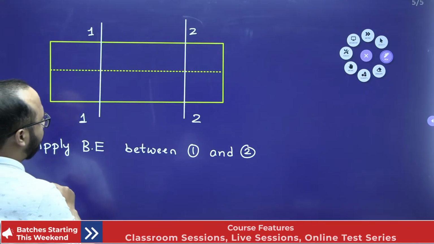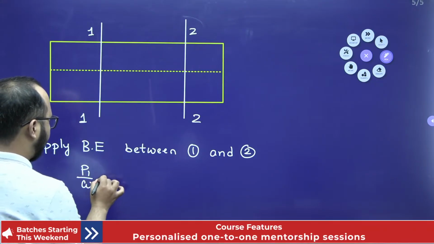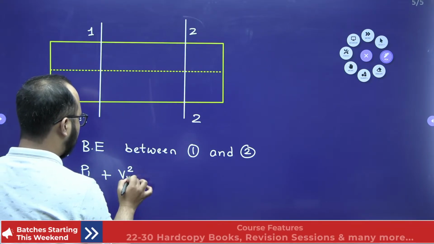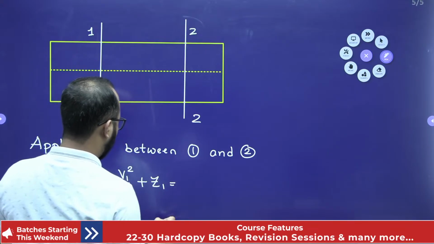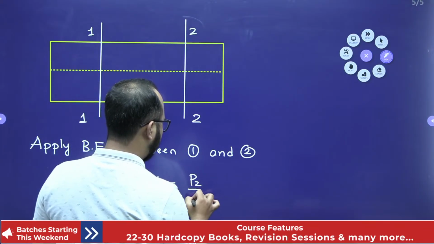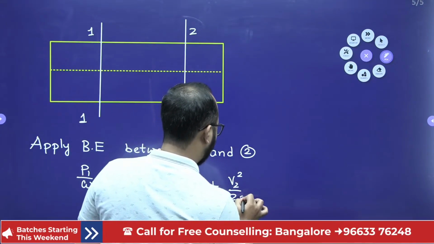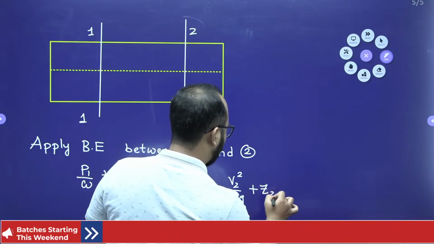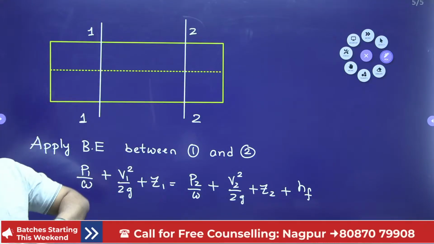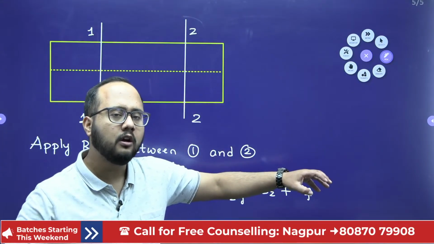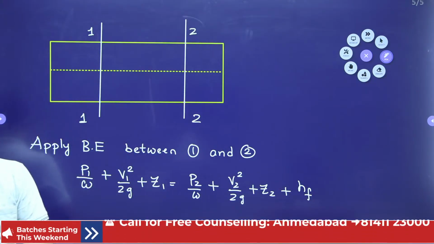So between 1 and 2, how can we apply Bernoulli's equation? Simply, pressure head I will write first, then velocity head, then plus Z1, and then P2 by specific weight, the pressure head at section 2, V2 square by 2g, then plus Z2, then plus the losses that are there between section 1 and 2. So as the fluid moves from section 1 to 2, whatever head losses are there, I have taken here.